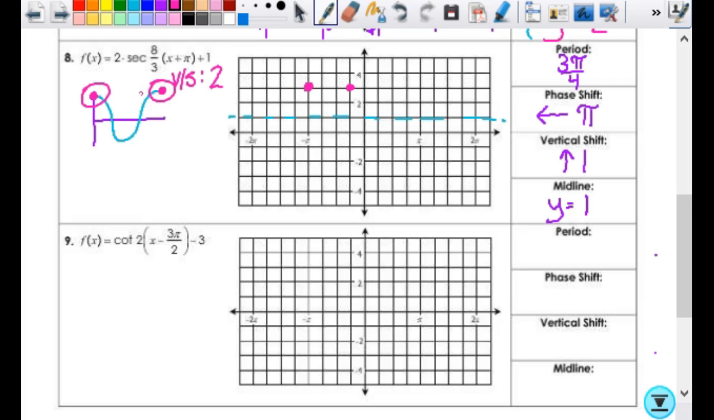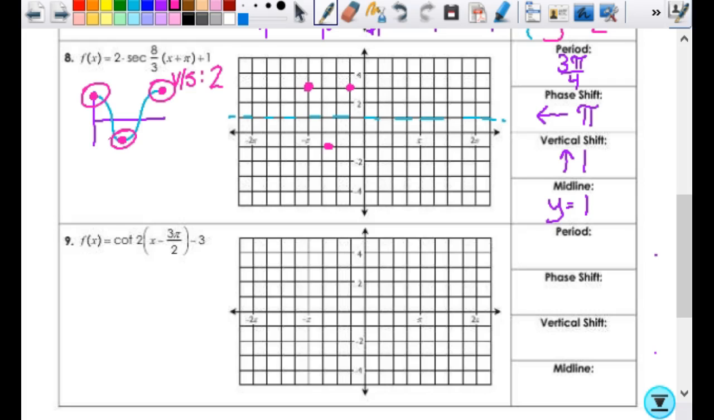Just like I would for cosine, halfway in between the two, I'm going to get this point. So halfway in between the two is right here for my x value. I'm going to go 2 down from my midline, and I'm right there. And I've got that one taken care of. Okay, everybody good with that?